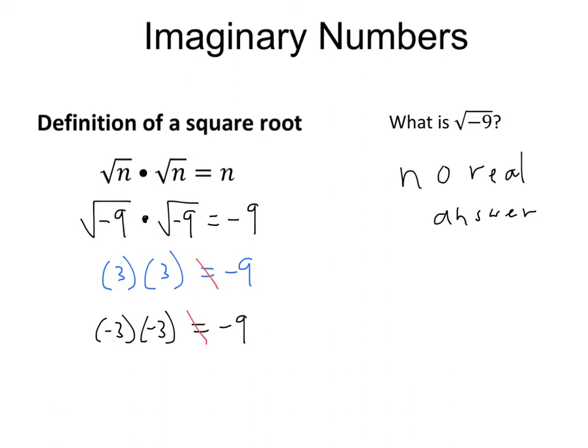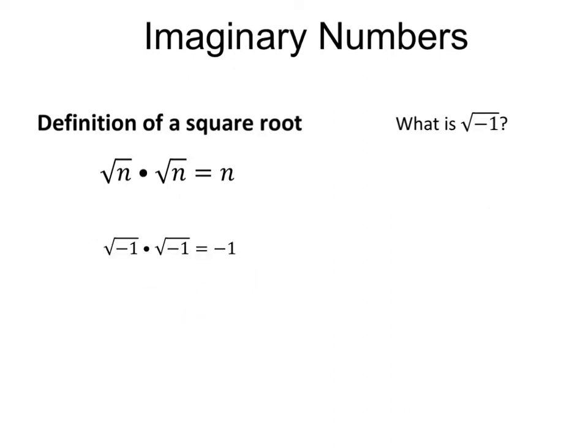All right, so I'm going to show you what imaginary numbers are. And it all starts by asking this question. What is the square root of negative 1? Similarly to what we did on the other page, if the square root of negative 1 exists, then by its definition, the square root of negative 1 times the square root of negative 1 must be negative 1. And just like on our previous slide, there is no real answer to this. 1 times 1 is not negative 1, and negative 1 times negative 1 is not negative 1. So it seems like there is no answer to this. Well, that's where imaginary numbers come in.